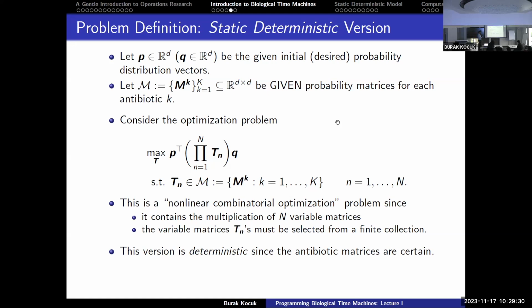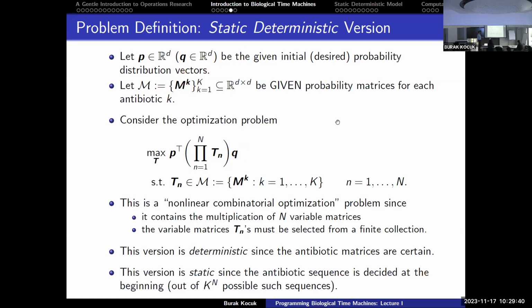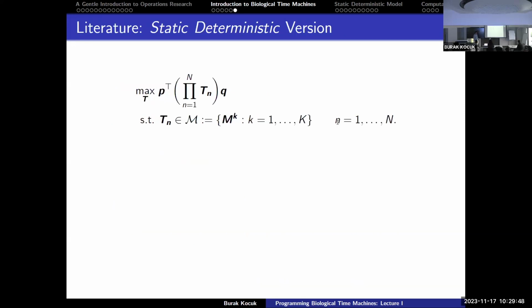And I will call this version deterministic. You will see why in the second lecture, because the matrices are given to me, certainly. And it's static because I decide everything and I don't observe it. Okay, so the literature. Why do we call this dimension?